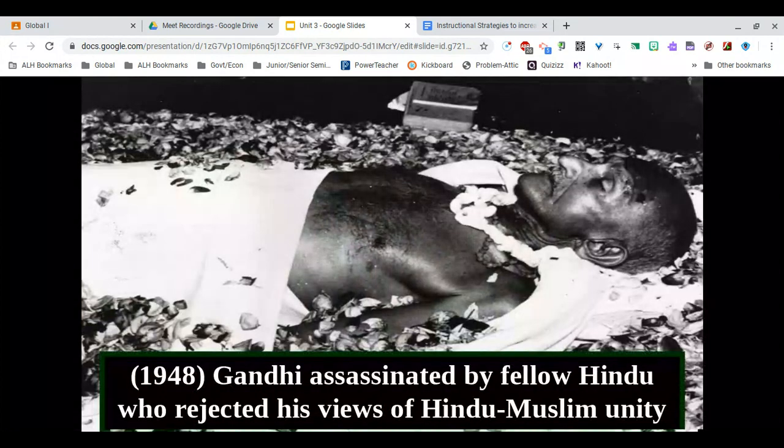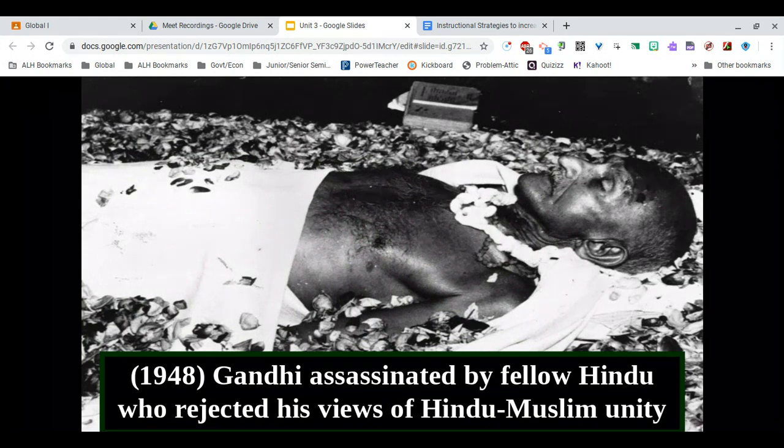In 1948, Gandhi is assassinated by a fellow Hindu who rejected his views of Hindu-Muslim unity. Gandhi is praying, and the Hindu nationalist walks up and shoots Gandhi almost point blank. He is almost immediately captured and executed.